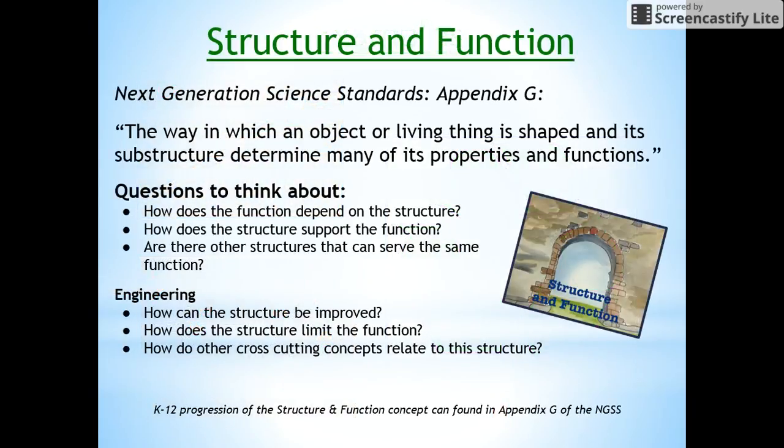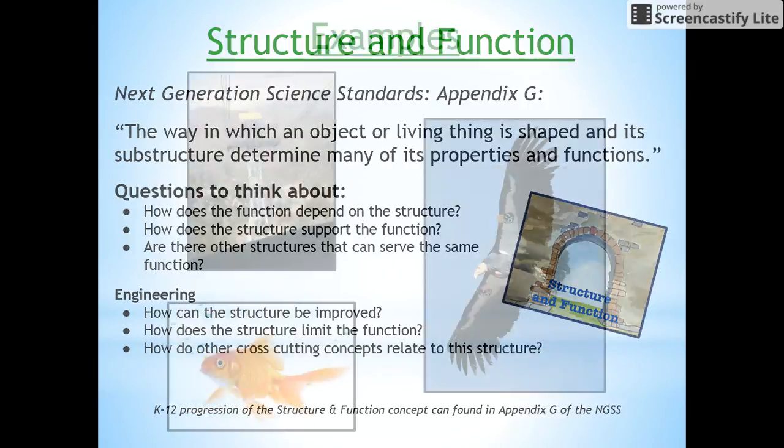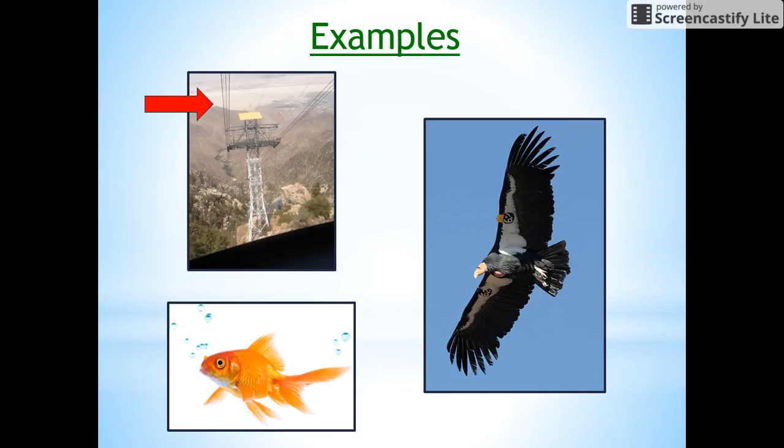Structure and function. The way in which an object or living thing is shaped and its substructure determine many of its properties and functions. How things are shaped and put together determines what they do. Triangular braces make this tower stronger. A fish has body parts that help it swim, eat, see, and breathe. The condor's wing is exquisitely adapted for soaring.